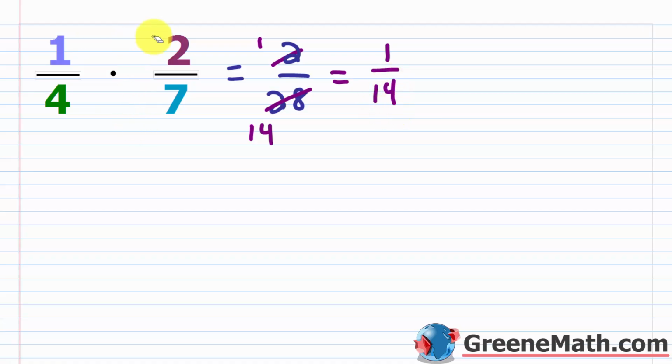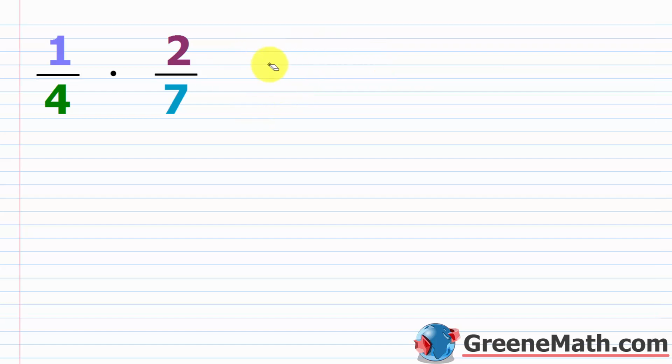Now, a more efficient way to do this: we would first make sure that each fraction in the multiplication problem is simplified already. That means no common factors other than 1. So if I look at 1 and 4, we're good to go. If I look at 2 and 7, we're good to go. So nothing can be canceled there.